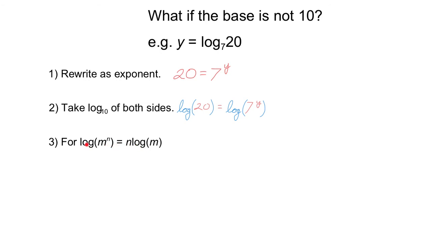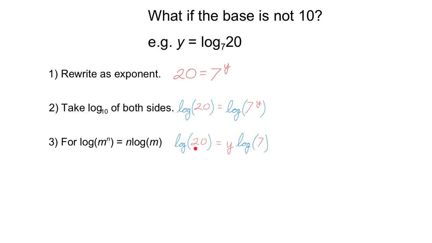When I have something written like this, log of m to the exponent n, I can move that n out front, so now I'm multiplying by what that exponent was. So log of m to the n is equal to n times log of m. This is something that I'm going to prove in the next lesson. Just believe me that I can do this right now. So for us, log of 20 equals log of 7 to the exponent y. Well, I can take this and I can rewrite it as y times log of 7.